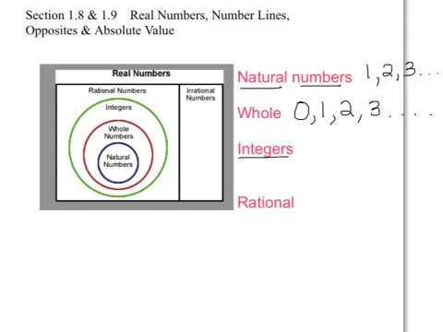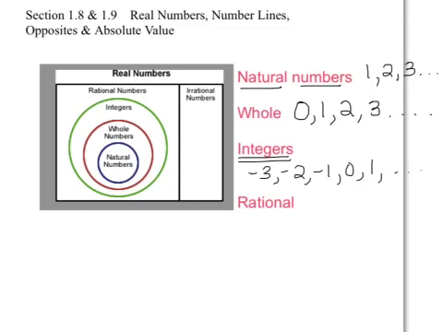Integers, my favorite type of numbers, are both positive and negative whole numbers. So -3, -2, -1, 0, 1, and continue on forever.